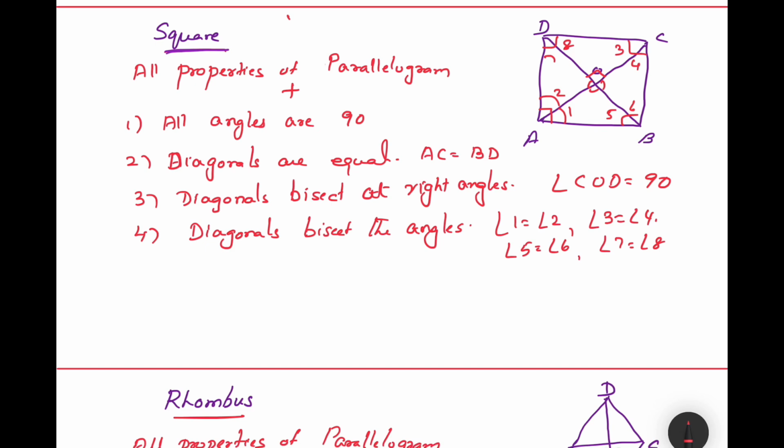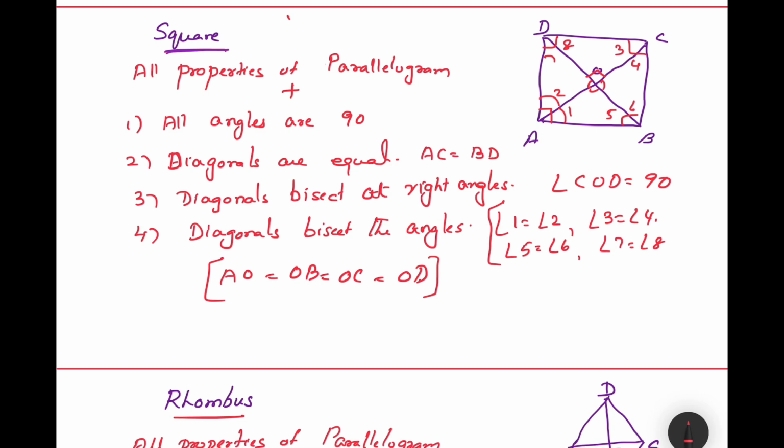Because of that, even the diagonals AO is equal to OB is equal to OC equal to OD. So, you will be using these to find the values of the angles and all.